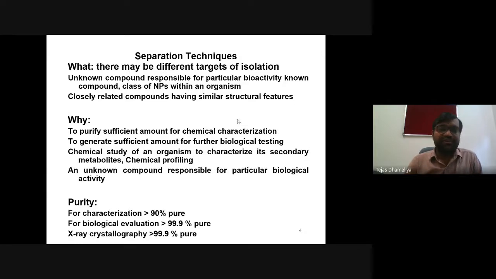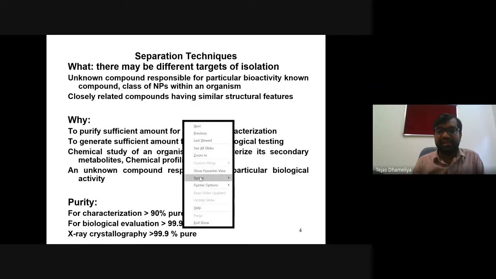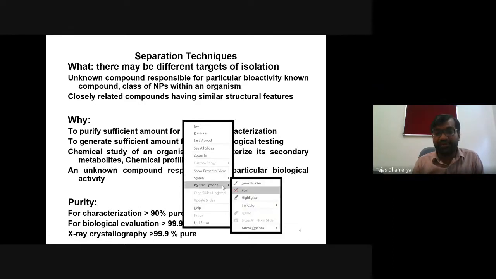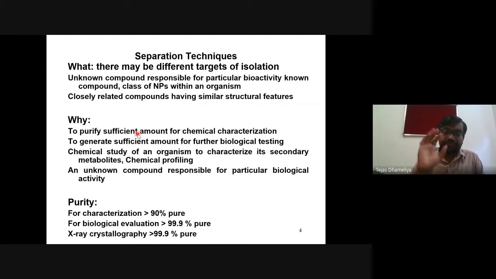And why do we want to purify these compounds, why do we want to separate them? We want to separate them because we want to get a sufficient amount for chemical characterization. Because we know that once we have a particular compound, we also need to purify it. And after purification, we want to characterize it using proton NMR, carbon NMR, or IR infrared spectroscopy, or sometimes any other kind of spectroscopy. So in all these circumstances, we need to chemically characterize the compound.